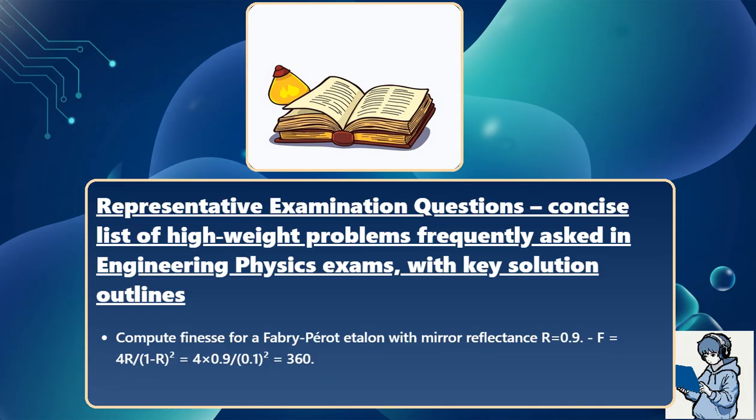Compute finesse for a Fabry-Perot etalon with mirror reflectance R equals 0.9. Finesse equals 4R divided by (1 minus R) squared equals 4 times 0.9 divided by 0.1 squared equals 360.